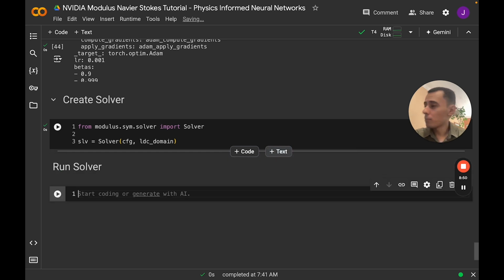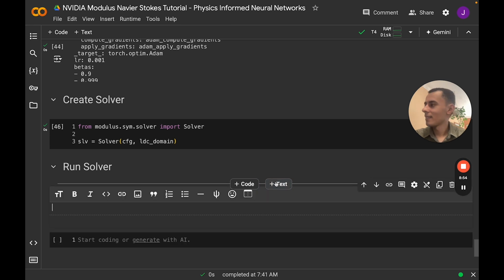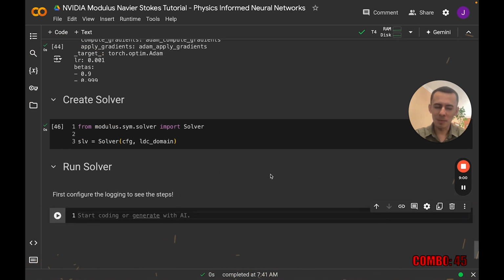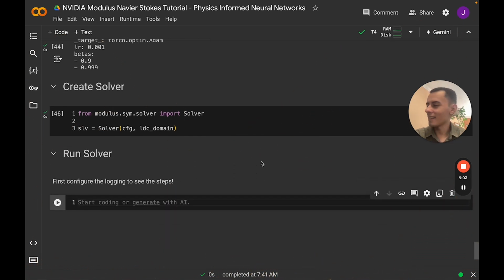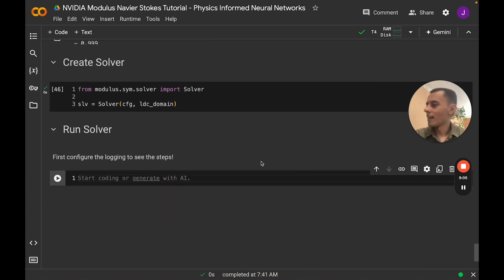Now, very important. Don't forget to first configure the logging to see the steps. Otherwise, you're going to see nothing. It's going to be working, but it's going to take almost an hour, and you're not going to know how it's doing. So you do want to configure the logging.